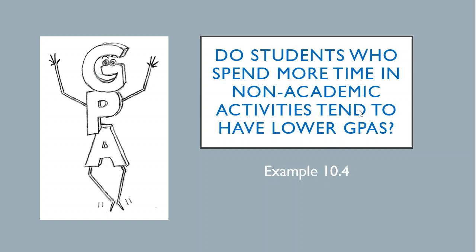Now we've got example 10.4. The question is, do students who spend more time in non-academic activity tend to have lower GPAs? So I guess the idea with this research question was that some students were spending more time on different activities, which could be sports, could be work, could be playing video games, all kinds of things. The more time you spend on non-academic activities, maybe the less time you have to do your academic work, and then maybe your GPA is lower. Maybe not, right? So that's the question.